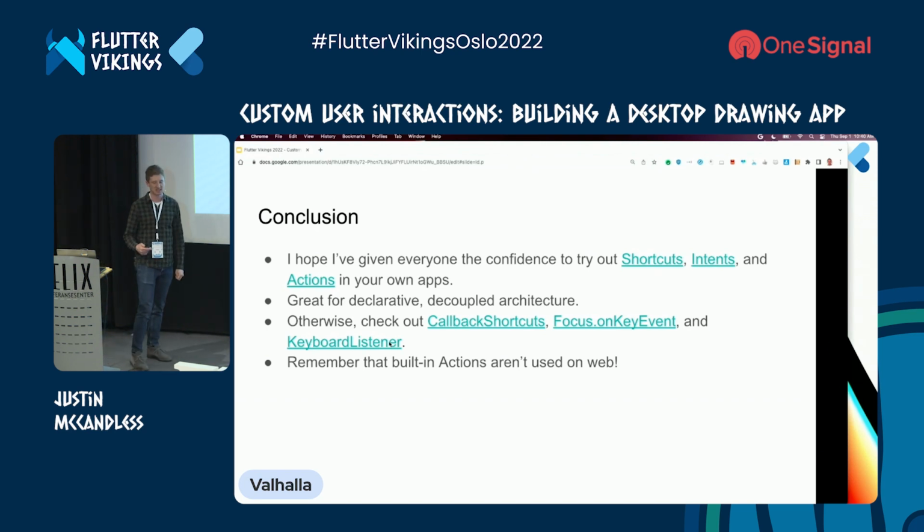All right, so I hope I've given everyone a good intro to this and some confidence in how to use this intents, actions, shortcuts system and the confidence to build your own keyboard shortcuts and override some of Flutter's own. Remember that this kind of setup is great for a decoupled, more loose, declarative architecture. But we do have much simpler, more straightforward ways to get keyboard shortcuts if you're not looking for something that abstract. So check out callback shortcuts, focus on key event, and keyboard listener if you're looking for something like that. Otherwise, when you really want the overrideability and all of that, check out shortcuts, intents, and actions. And the last caveat, definitely don't forget that the built-in actions aren't used on web, or you'll have different behavior on Flutter Web and on other platforms.